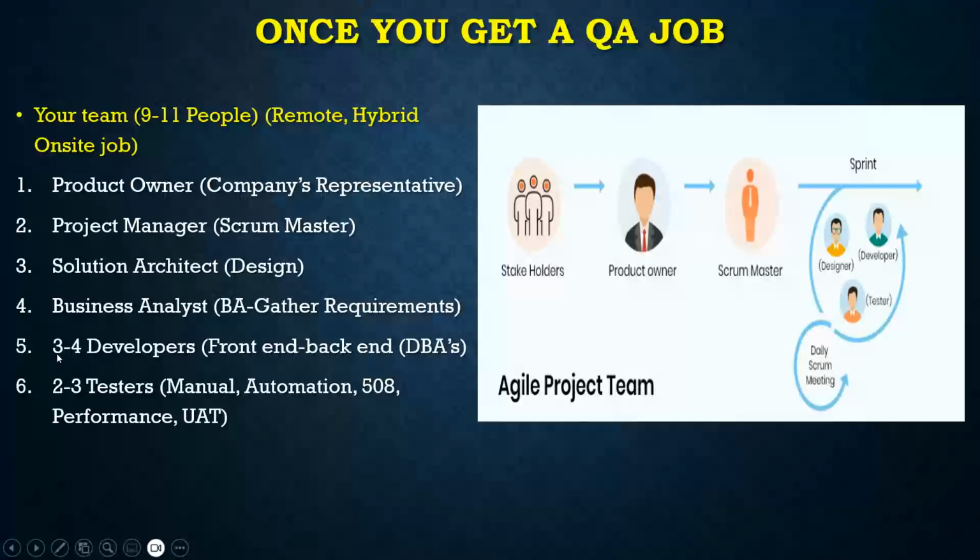Your team could have 3 to 4 developers. As I mentioned, your team should have 9 to 11 people. So out of 9 to 11 people, there could be 3 to 4 developers. Some developers will work as front end developers, who only develop the front end functionality, but some will be working as back end.